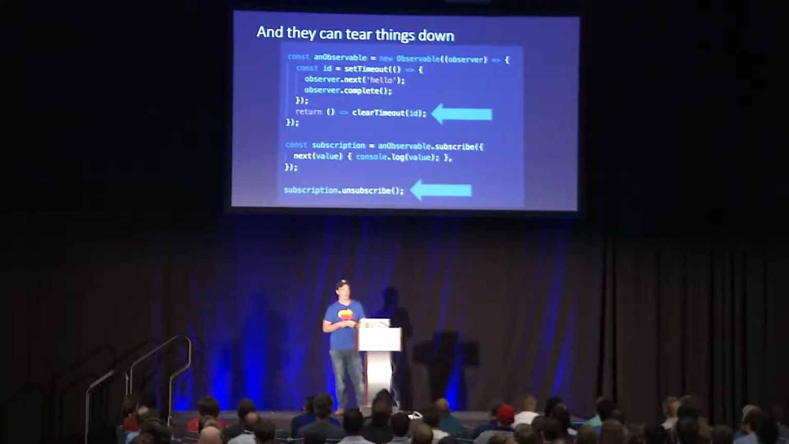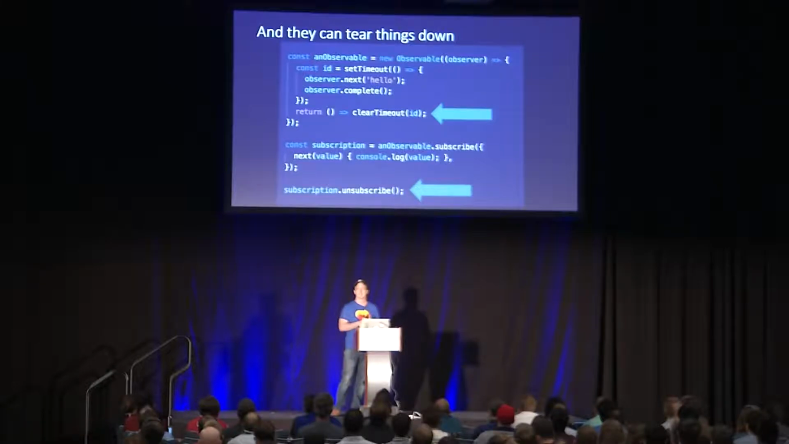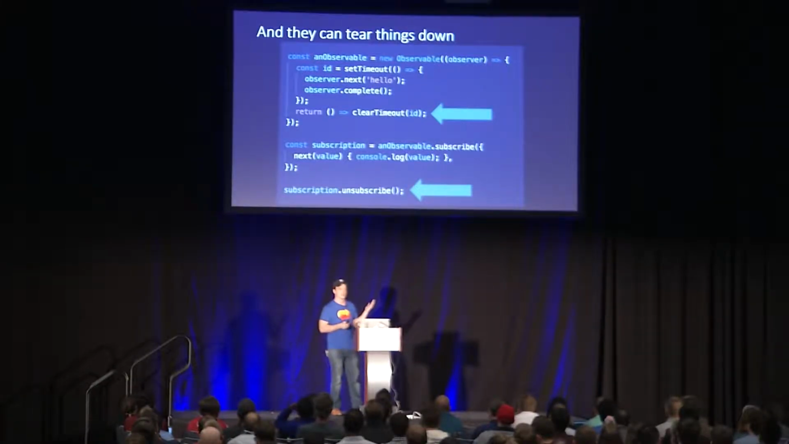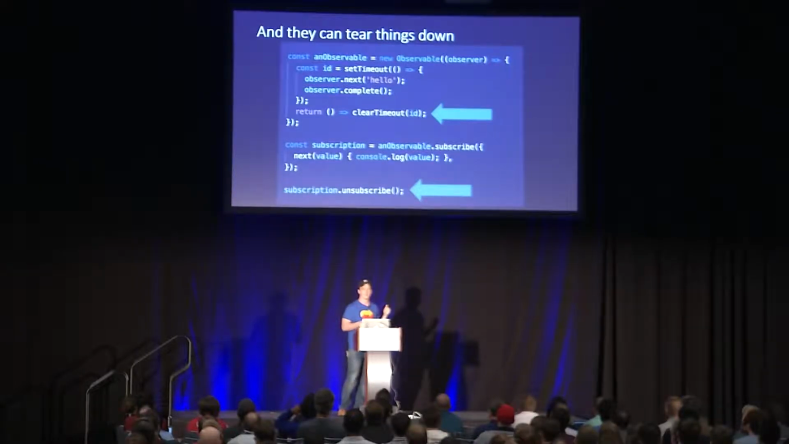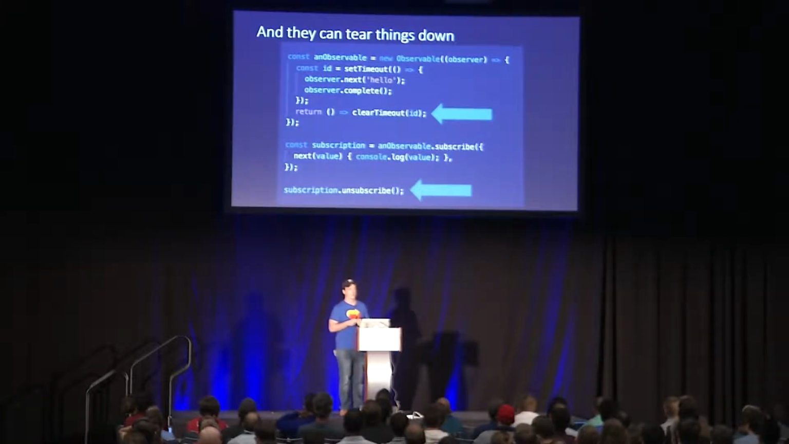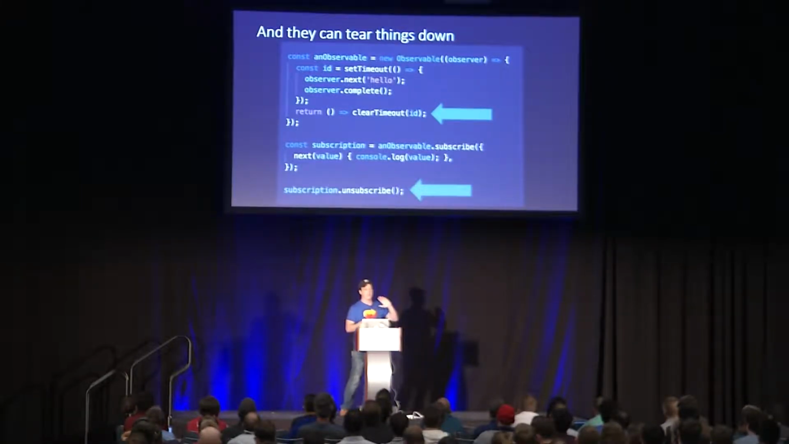There's one more thing about observables that's worth noting. They can tear things down. So if this function does something like set up some resource, in this case it's setting up a timeout, you can actually have this function tear down that timeout with this handy-dandy unsubscribe call it returns to you. So you can say, hey, go ahead and start doing this work, and then later on you can notify, I don't care about you doing this work anymore, I want you to stop and tear down.